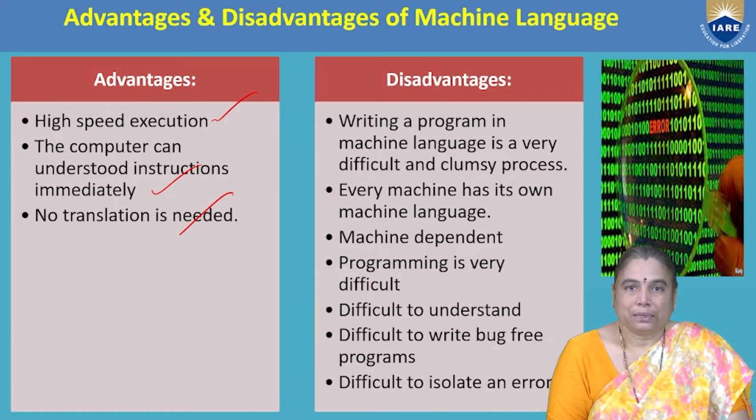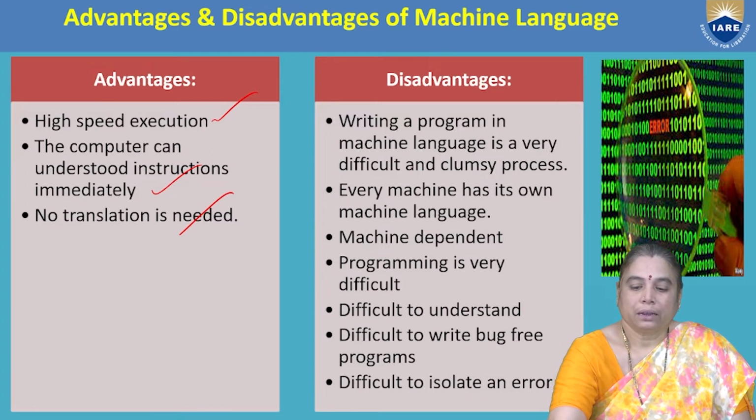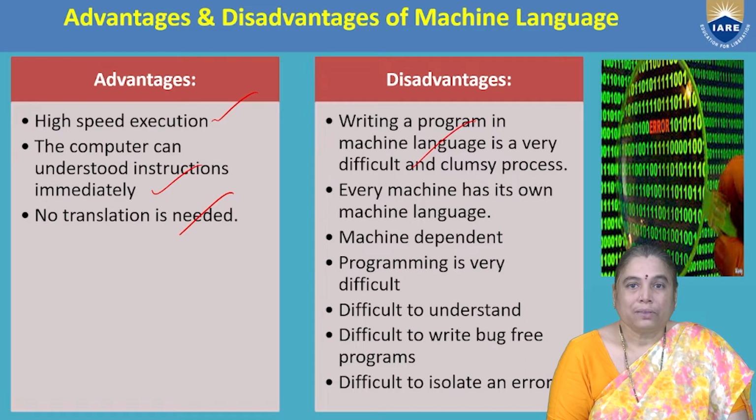What are the disadvantages? Writing machine level language is a very difficult and clumsy process. Why? Because it consists of a stream of zeros and ones. For a user to construct this code is a complex task. Every machine level language has its own category, so the stream has to be understood. It is machine dependent.